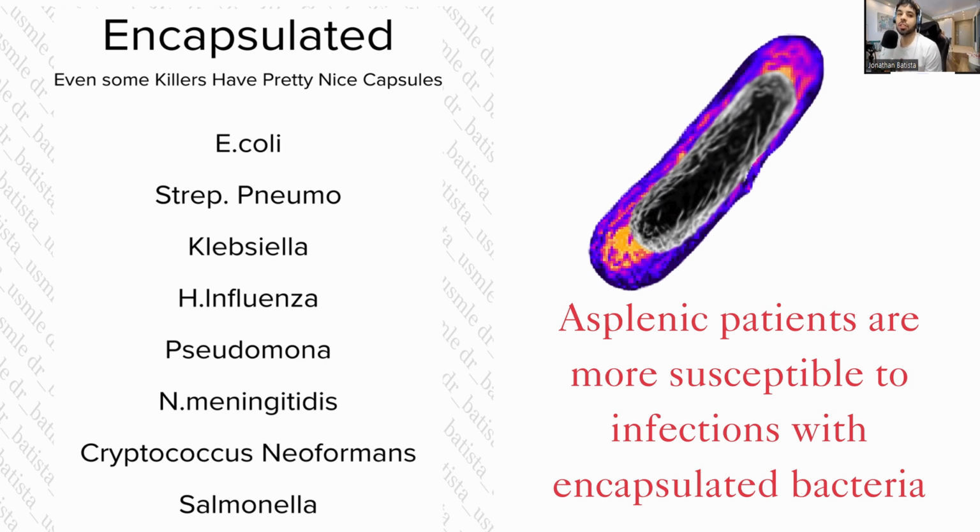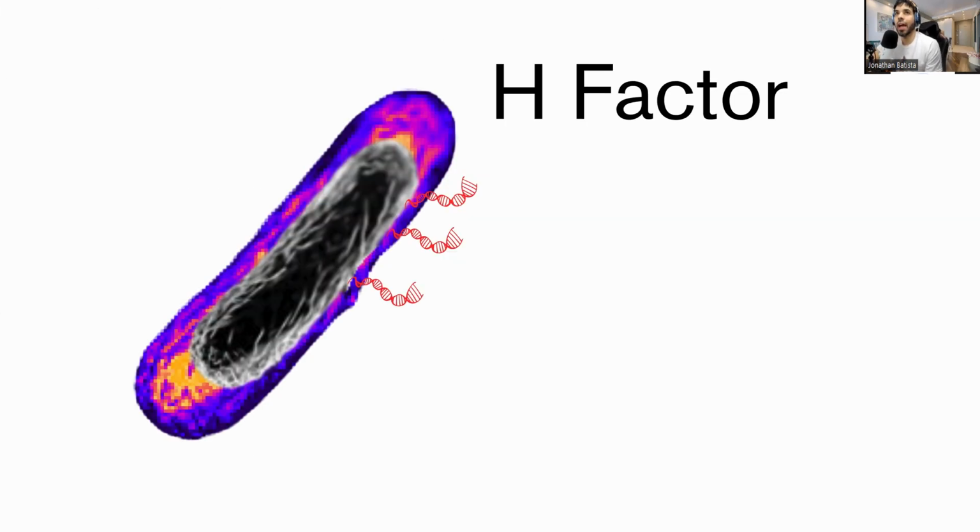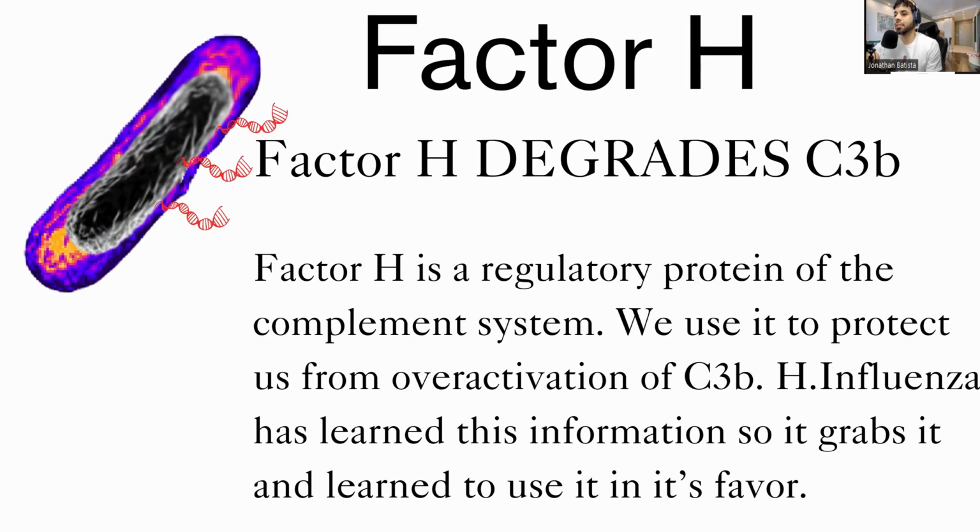Complement is used to react to encapsulated organisms many times. You'll see that it stops us from having meningitis. But H. influenzae is very dangerous. It has this factor, this factor H, on its capsule, which degrades complement. So H. influenzae is able to degrade complement. Yeah, factor H. So it can avoid complement as well, which is why it's so dangerous. This is why it's so dangerous, okay? All right, let's continue.